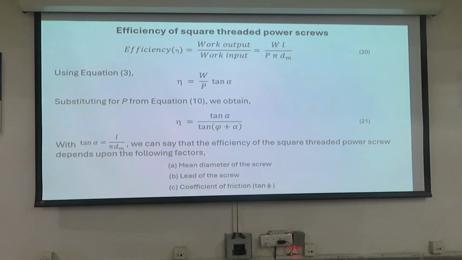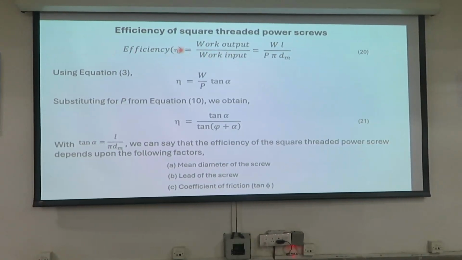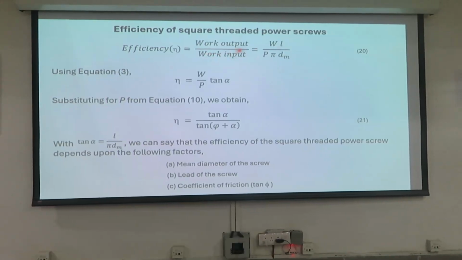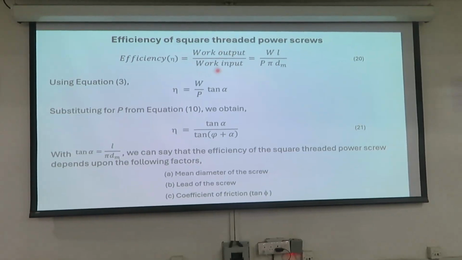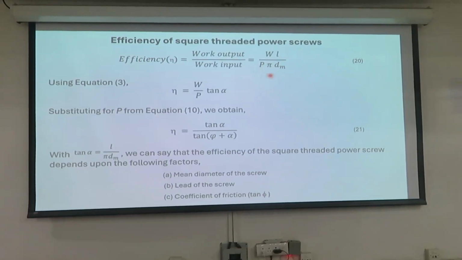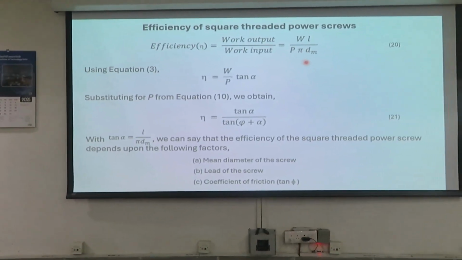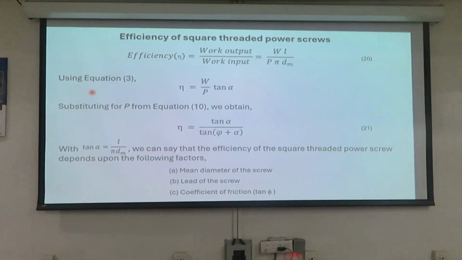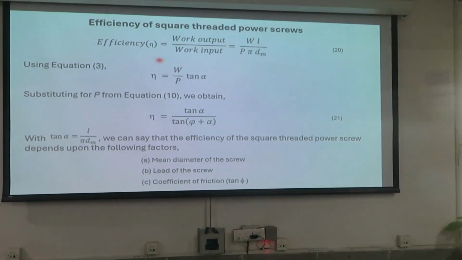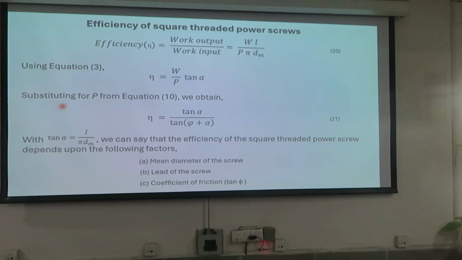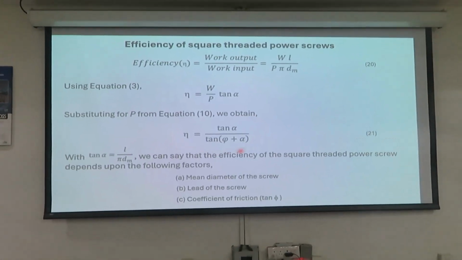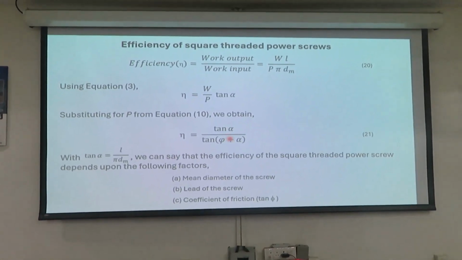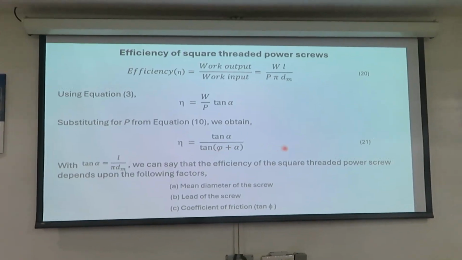Another is about the efficiency of a square thread. Efficiency of any system is obtained by work output divided by work input, so how much we are getting out of how much we are putting in. So work output is WL, divided by P pi dm. So the efficiency will be given by this equation. Substituting for P from equation 10, we obtain this one. So this is the efficiency we can obtain for given values of phi and alpha.